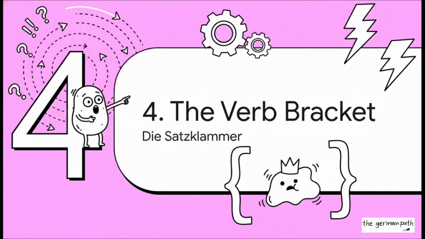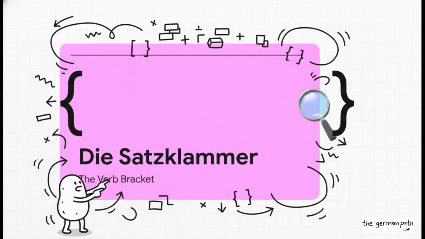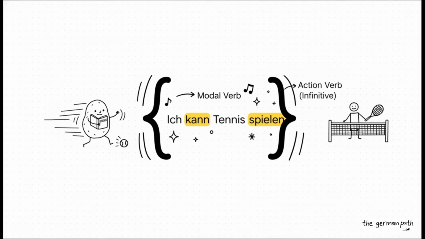Section 4. Unlock the verb bracket. You've mastered the verb, so now it's time for literally the biggest plot twist in the German language. Pay super close attention to our fourth word of the minute, die Satzklammer, the verb bracket. This is the absolute most crucial grammar point we're tackling today. This setup brilliantly illustrates the physical movement happening inside the sentence. Imagine the modal verb and the action verb forming this giant bracket, just hugging the rest of your words.